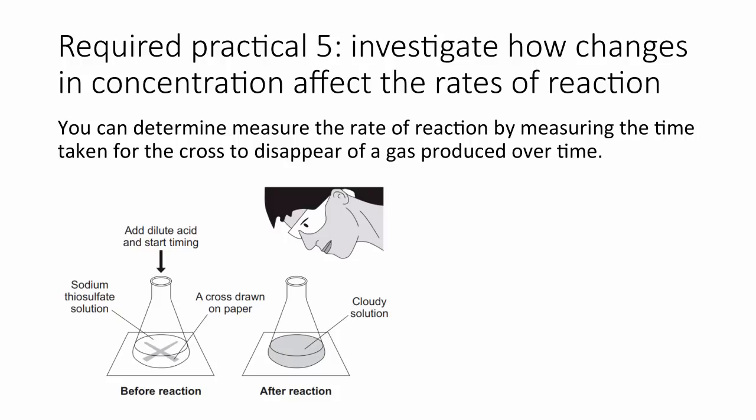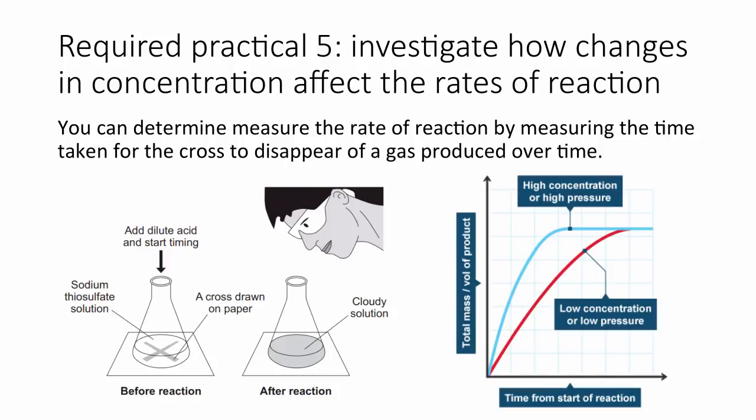Another experiment you can do is by adding acid to sodium thiosulfate solution. And in this reaction, sulfur is produced, which is a yellow solid. By drawing a cross on a piece of paper and putting the conical flask with the solution above, as the reaction proceeds, an opaque solution of sulfur is produced, meaning that you can no longer see the cross. And we can measure the time taken for the cross to disappear.